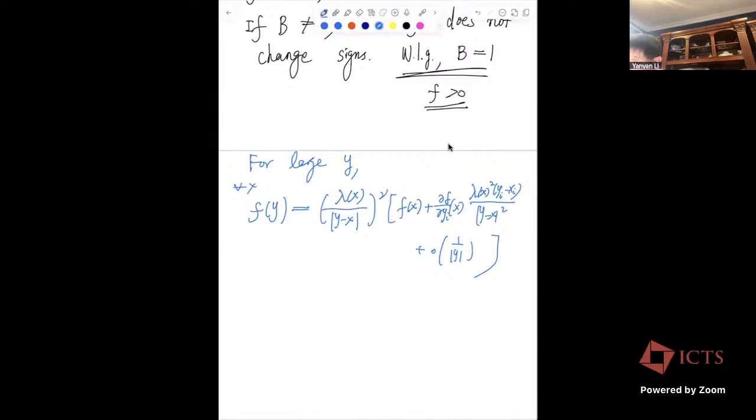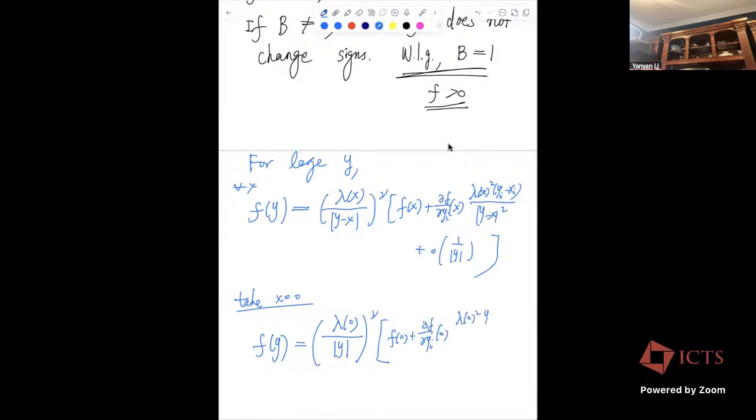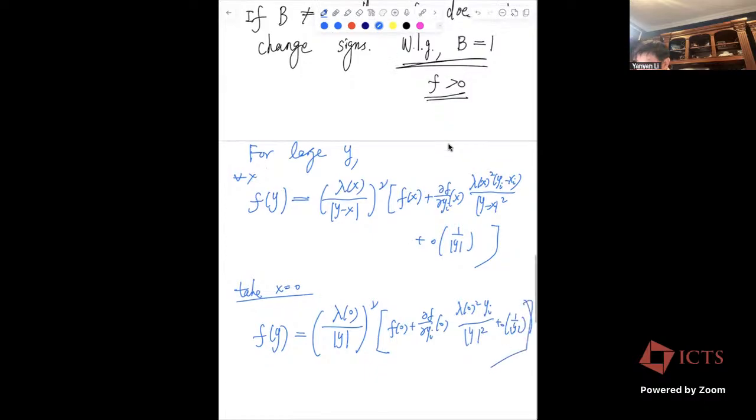Well, you can also say, I can also take x equal to 0, for example. I'm going to have f of y equal to lambda of 0, y to the nu, and f of 0 plus df dyi at 0, lambda of 0 square, yi, and y square plus little o. Okay. So you have two expressions. They're the same.